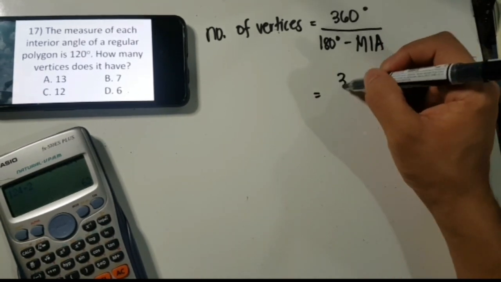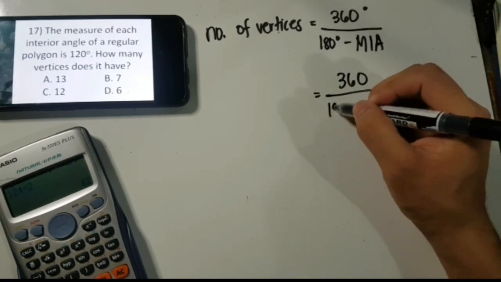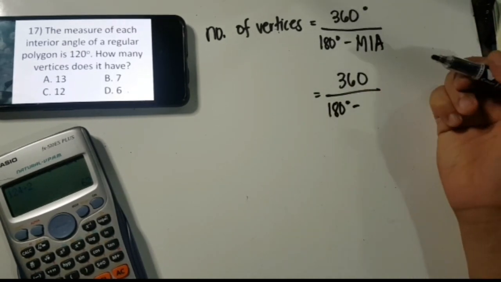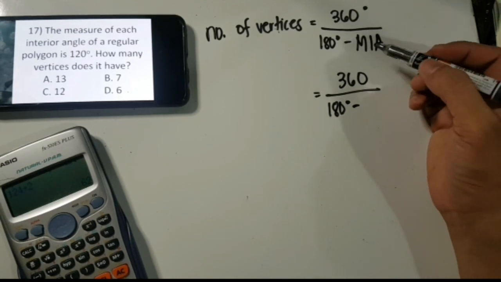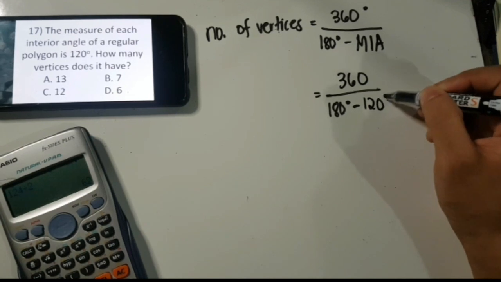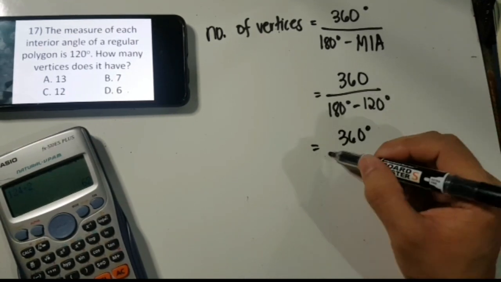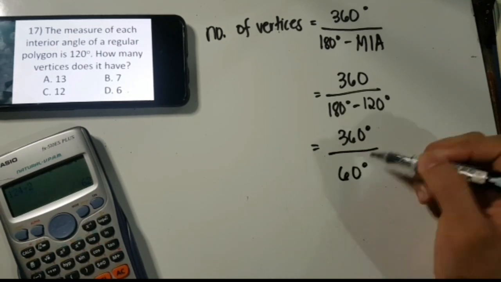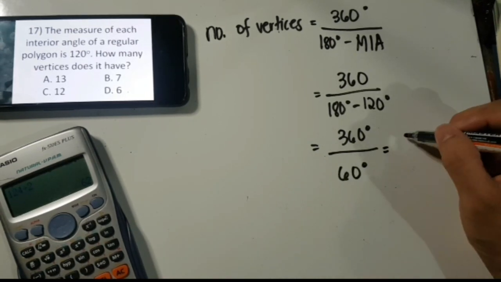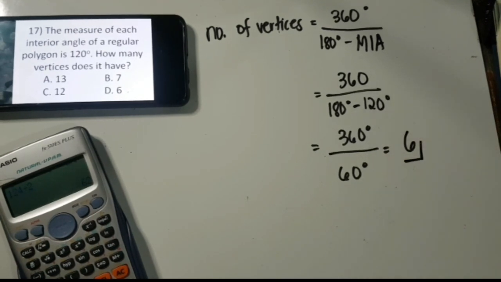Okay, anyway, ang purpose naman nito is para makapagsagot kayo sa board exam. So, 360 over, take note of this na ha, 180 degrees minus measure of interior angle, that is 120 degrees. So, 360 over 60 degrees. So, that is 6. Answer here is letter D.